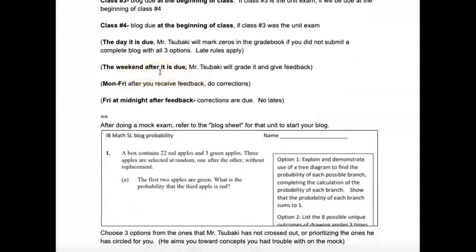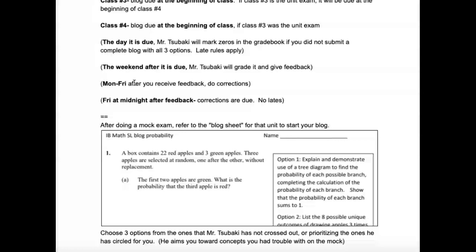After that weekend, you have the feedback in hand. Monday through Friday, after that feedback is given, then you can do corrections. There's no specific class time given for corrections, but any class you would like to use for corrections and ask me questions, you may. Just do your classwork ahead of time or something so that you can still take the quiz at the end of class when we're on campus.